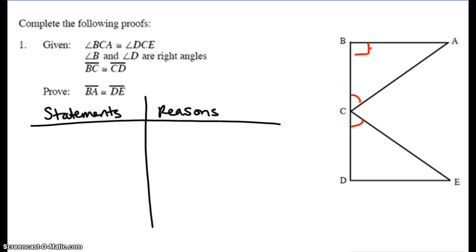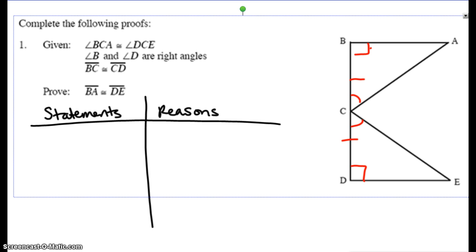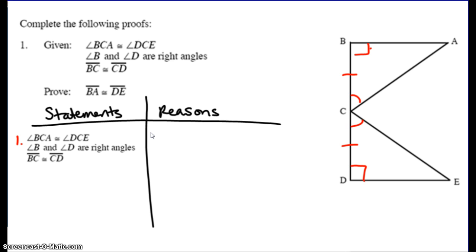And that line BC is congruent to line CD. So that's there and there. Alright, so we've been given all of this information. Okay, so we need to write that down.